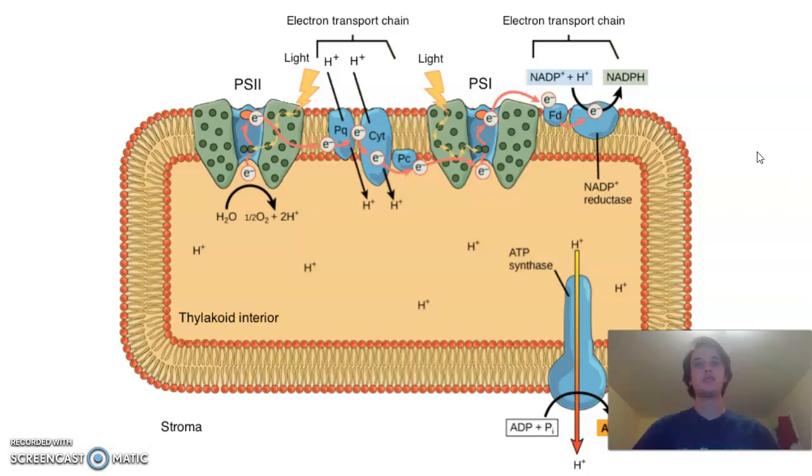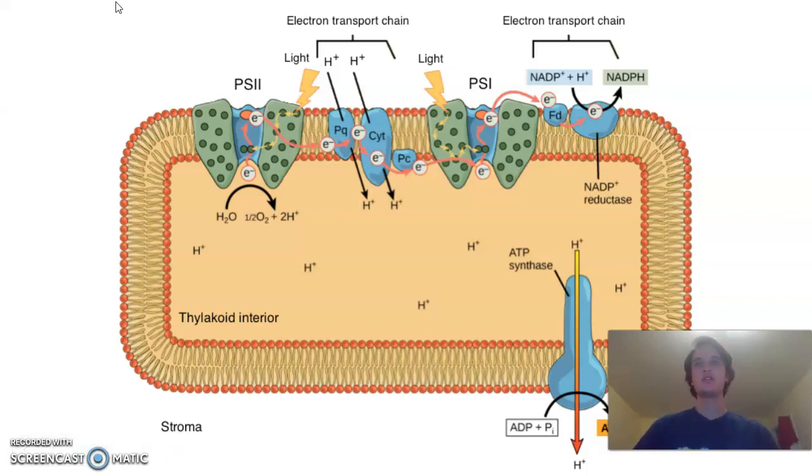So this is basically a chart showcasing what happens in the light-dependent reaction. The reactant in this process is water, and the products are oxygen, ATP, and NADPH. This is a thylakoid disc right here. This is the thylakoid interior. This is the cell membrane. This is the stroma out here.